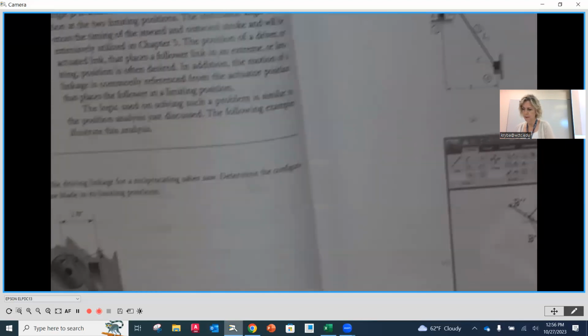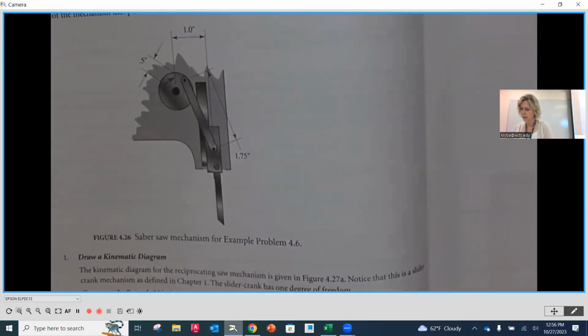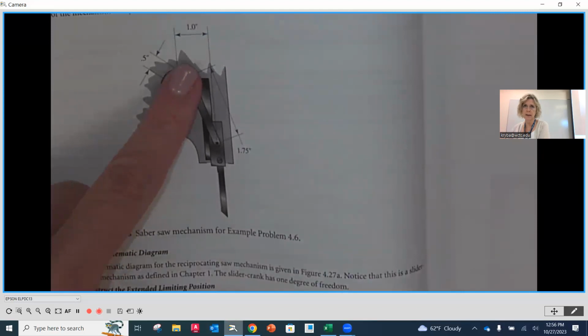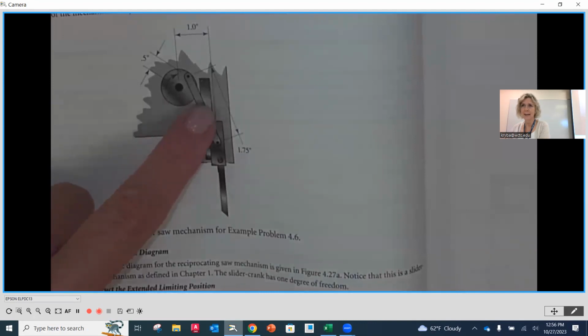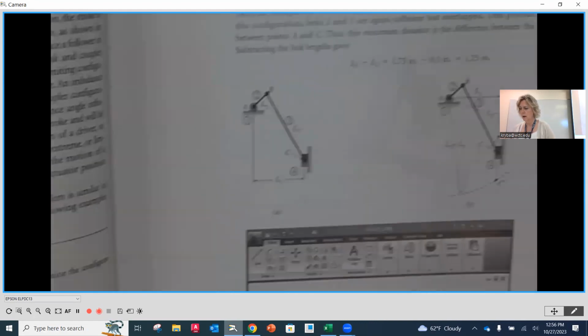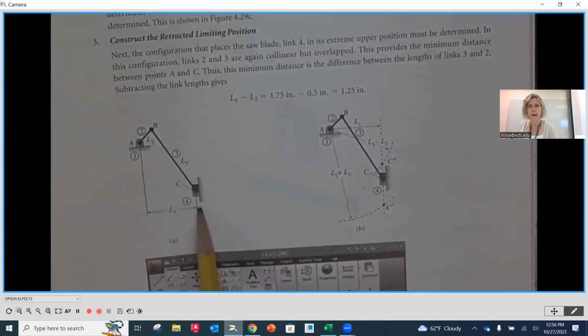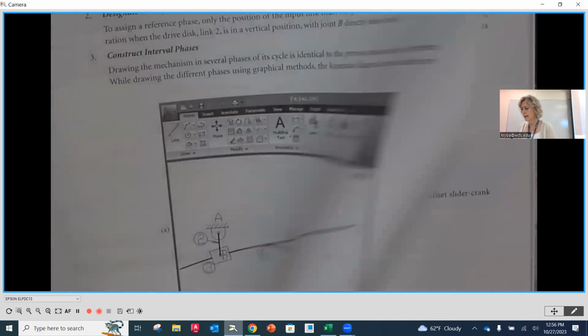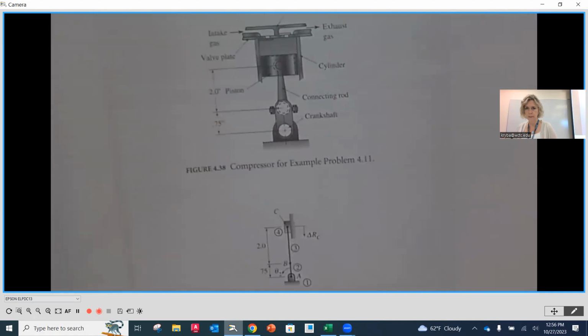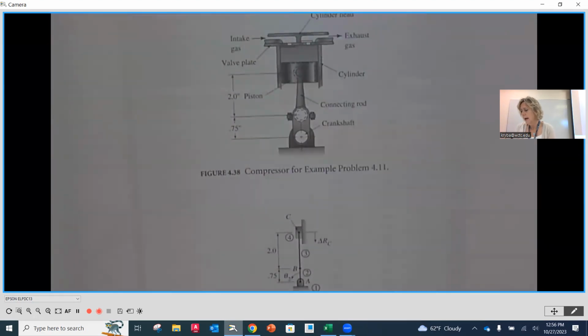On that example, this is an offset slider crank because we don't have the center of the crank in line with the actual slider. So over here, there is an offset distance. They're not in line with one another. So this is an offset, and the one that we're looking at is going to be an inline.